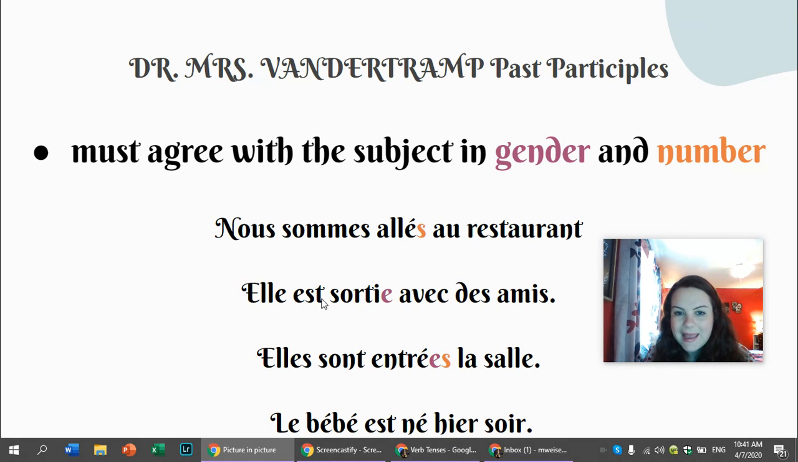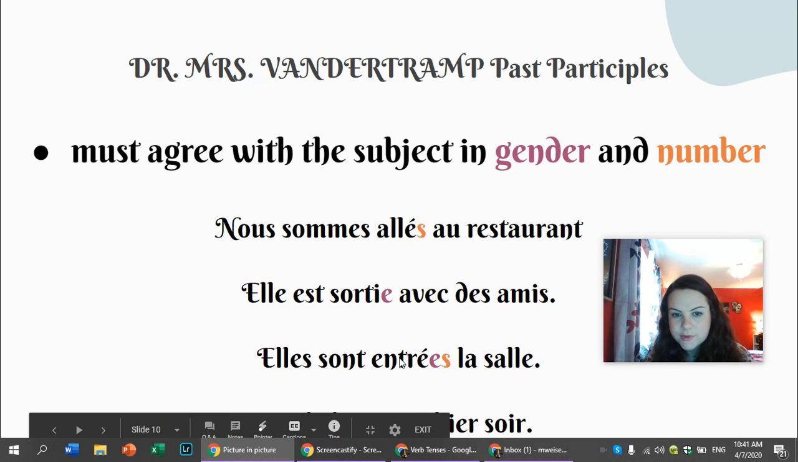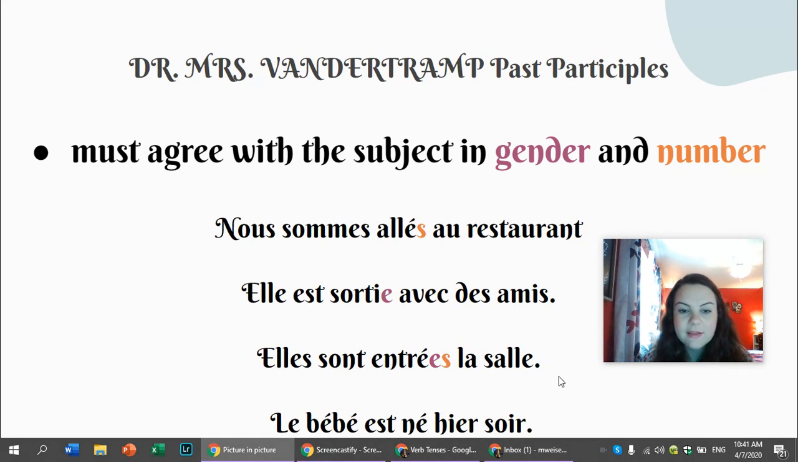Then the next one, elle est sortie avec des amis. Elle is feminine. It's a girl, so I had to add that extra E onto the past participle. Elles sont entrées dans la salle. Elles is plural, that means it's a group of girls, so I had to add an E and an S to make it plural feminine. And then the last one, le bébé est né hier soir. This was just an example of when it's masculine. When it's masculine singular, you don't have to change the past participle at all.